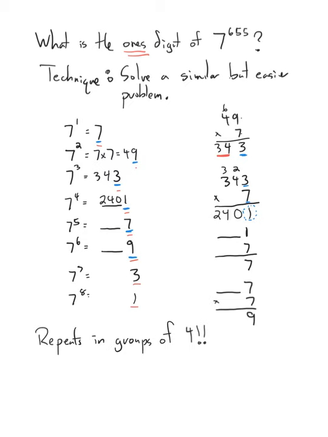So 7 to the 9, well, if I do 9 divided by 4, you can check that it's 2 with a remainder of 1. So that's going to have the same ones digit as 7 to the 1. So the ones digit of this is going to be 7. And we can do this for any number we like, since it repeats every 4, the remainder tells us what the ones digit is going to be.